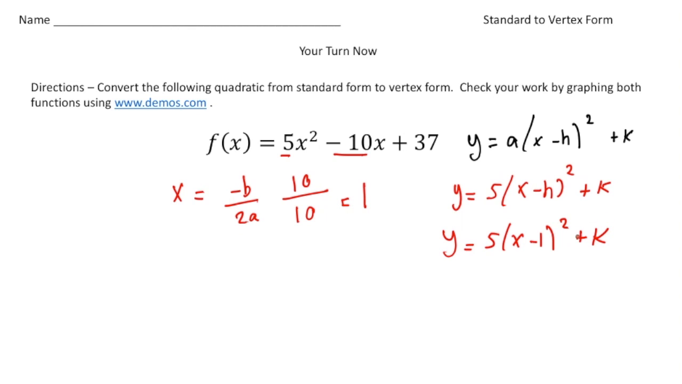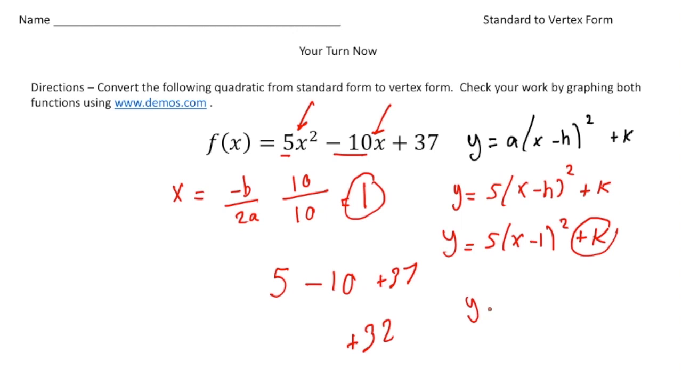Then remember, this k value is the y value of the vertex. To get that, I'm going to take this x value and plug it in for the x here and also the x here. So we end up with 1 squared times 5 is 5, minus 10 times 1 is 10, so 5 take away 10, and then plus 37. 5 take away 10 is negative 5, and negative 5 plus 37 gives you a positive 32. That's going to be our k value, so I'm going to replace this k with a 32.